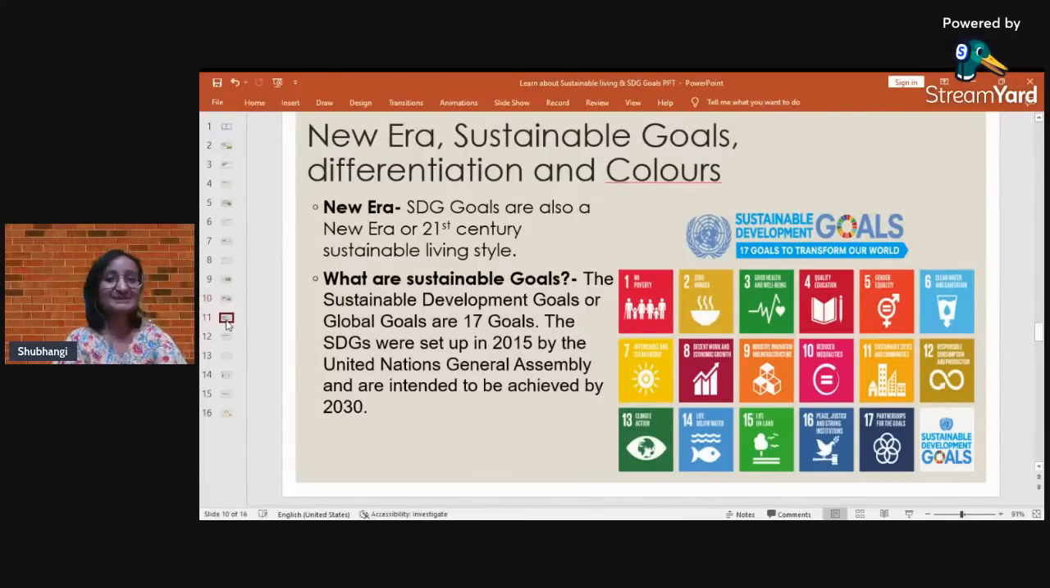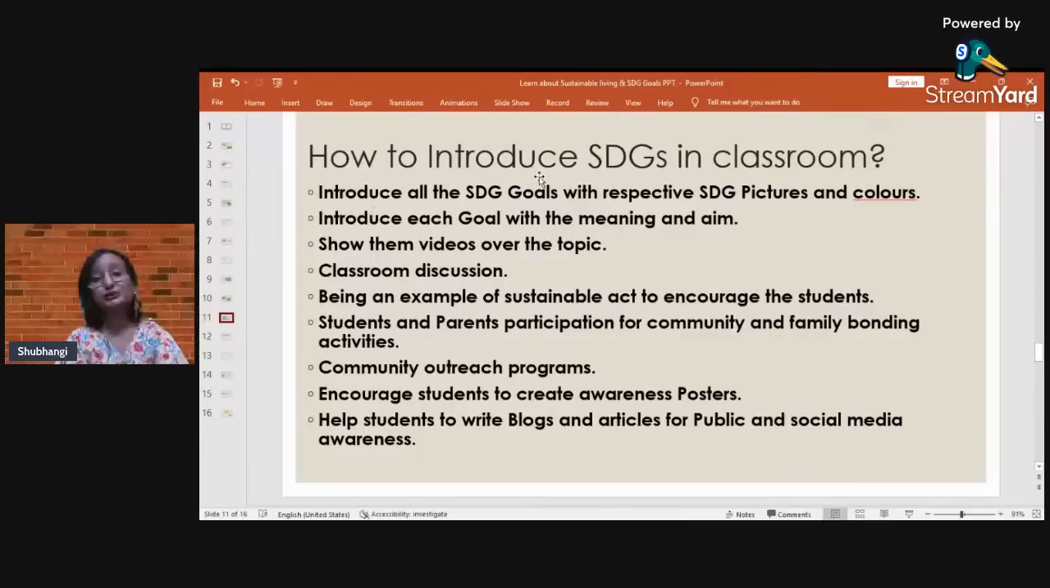So now let's come to our next topic: how to introduce SDGs in the classroom. This is the major thing. As I said, if you want to know more about it, you can go to the website and search more about it in detail. What are these goals? What are the targets? How can we do it? So you can go and search in that place.